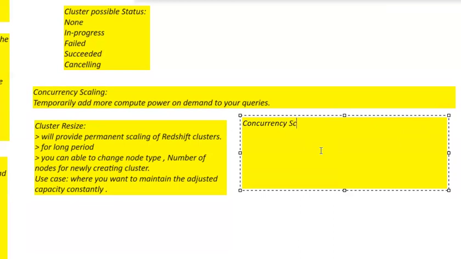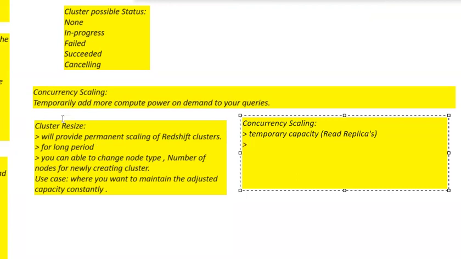Concurrency scaling. So when do we use it? Related to cluster resize, when do we use cluster resize? For permanent scaling. Whereas this concurrency scaling, when do we use it? For temporary capacity. So what type of capacity does it provide? Read replicas. It provides capacity of read replicas.